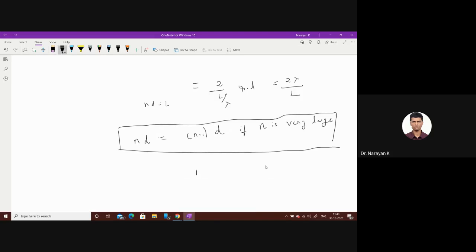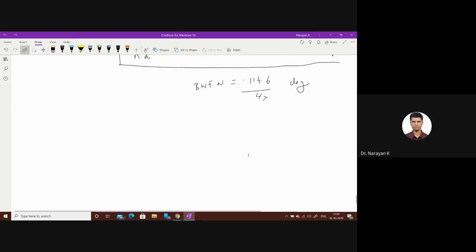Okay. BWFN, beam width between first nulls, can also be written in degrees as, this is all radians, 114.6 degrees divided by L by lambda, this many degrees. Please write down these formulas. We will be using this in the problems.